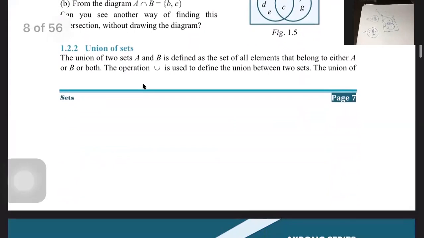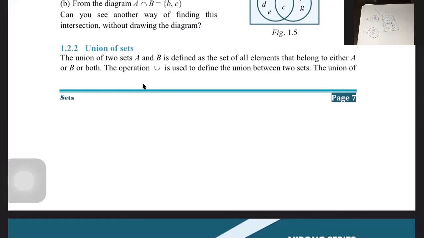Now union set. The union of two sets, A and B, is defined as the set of all elements that belong to either A or B or both. So when I want to illustrate with the sprinters and the headers, it means that the union is going to entail them added together. But one thing you have to remember is that in a union set, numbers don't repeat.